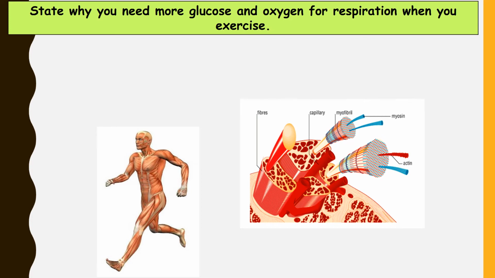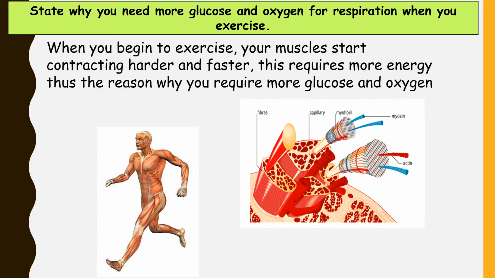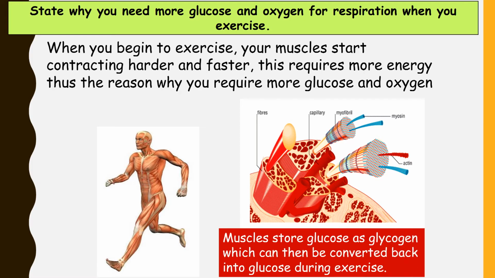Okay. So for the first one, why you need more glucose and oxygen for respiration when you exercise, hopefully we found out that the muscles will be contracting harder and faster, and that requires energy. So the more they are contracting, the more energy they require, and they use glucose and oxygen in aerobic respiration to actually achieve that. Now, muscles will store glucose as glycogen, which can be converted into glucose during exercise.